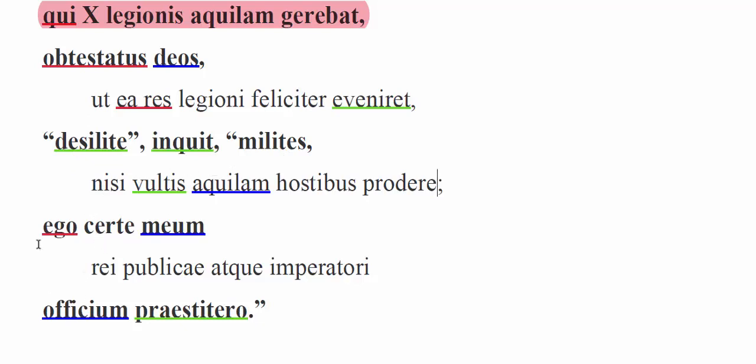All right, and here, in fact, he lays it out. Ego certe, I for sure, I certainly, we have to come down here to praestitero, will do my duty. Okay, I at least will do my duty. And then all of this right here is a dative. I will do my duty for the state, the republic, right? And imperator. This is my general. All right, so I will do my duty for Rome and for Caesar, we might say.